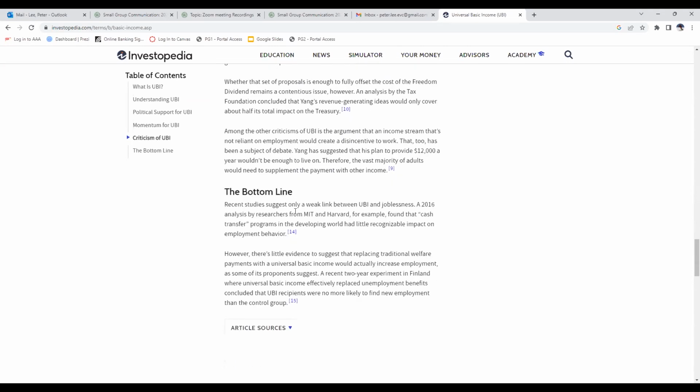But the bottom line says recent studies only have a weak link between UBI and joblessness. So a lot of people said you give people free money, they won't work. And this article says, no, it's not really true. A 2016 analysis by researchers from MIT and Harvard, very trustworthy, found that cash transfer programs had little recognizable impact on employment behavior. So it doesn't make fat cats.